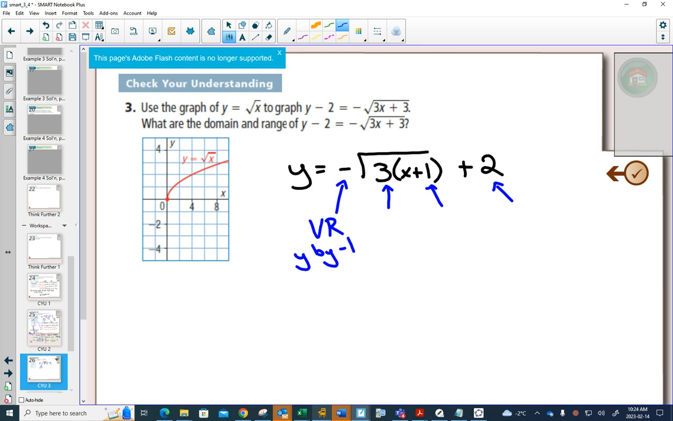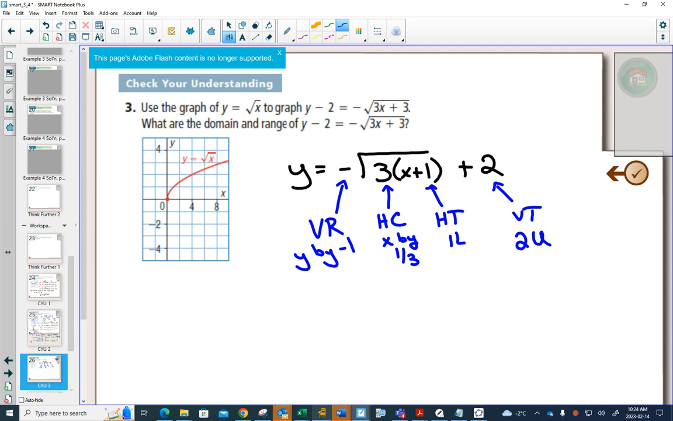The 3 inside will be a horizontal compression. We'll multiply our x values by 1/3. The plus 1, a horizontal translation, 1 to the left. So again, if you didn't notice that factored form, you'd be tempted to go 3 to the left. And finally, the plus 2 is a vertical translation. We're going to go 2 up.